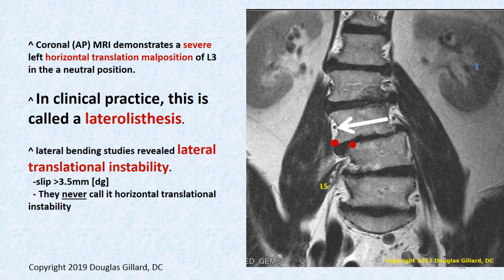All right, so the coronal demonstrated a severe left horizontal translation malposition of L3. In other words, in clinical speak, it's a lateral listhesis. So bending studies revealed that a lateral translational instability did exist, and it was greater than 3.5 millimeters, and she ended up having a fusion. I don't know the outcome on this one, though. Okay, so that's a lateral listhesis.